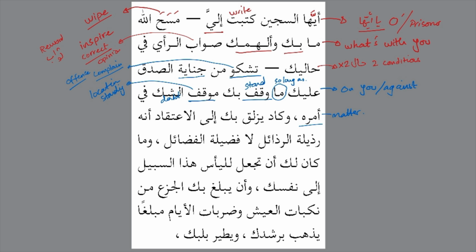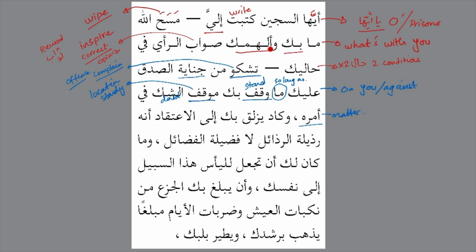كتب إلي. مسح الله ما بك, may Allah wipe. So although past tense is used over here, which literally translates as Allah wiped ما بك, what is with you, the problem you have, it's actually a dua. So when you translate it, you're going to say مسح الله ما بك, may Allah wipe away what you're going through.